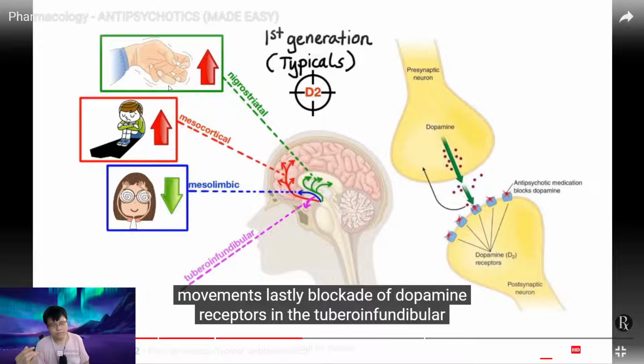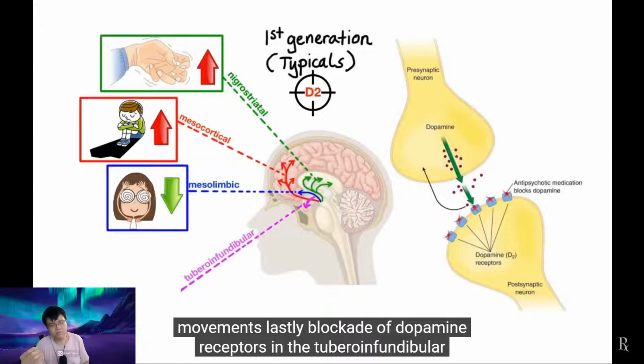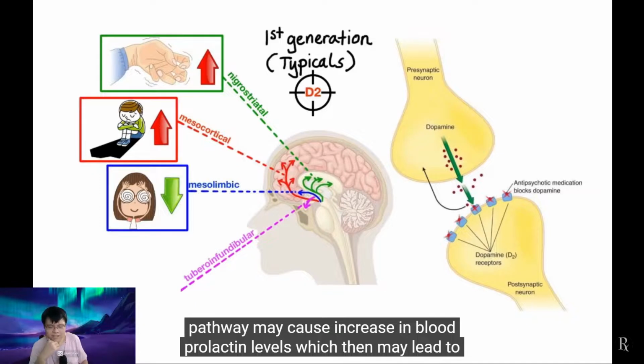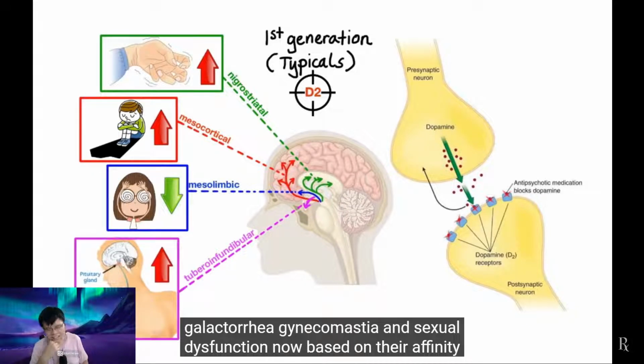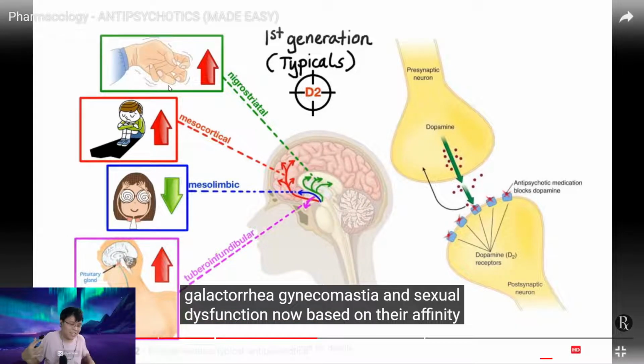Lastly, blockade of dopamine receptors in the tuberoinfundibular pathway may cause increased blood prolactin levels, which then may lead to galactorrhea, gynecomastia, and sexual dysfunction. People forget about that. So again, it's not just women who are affected, also men. So gynecomastia, breast enlargement in men, is possible.